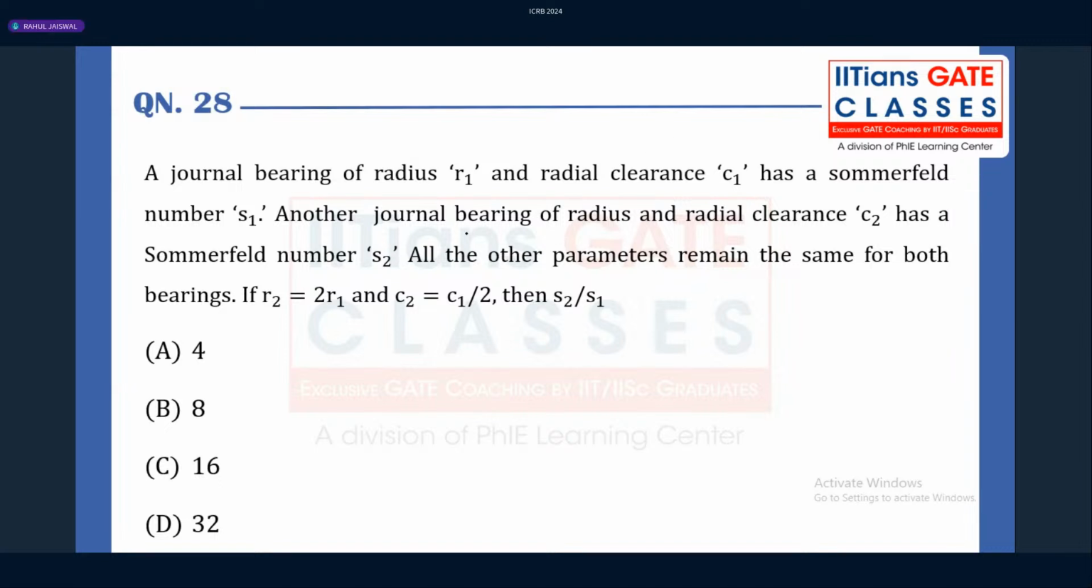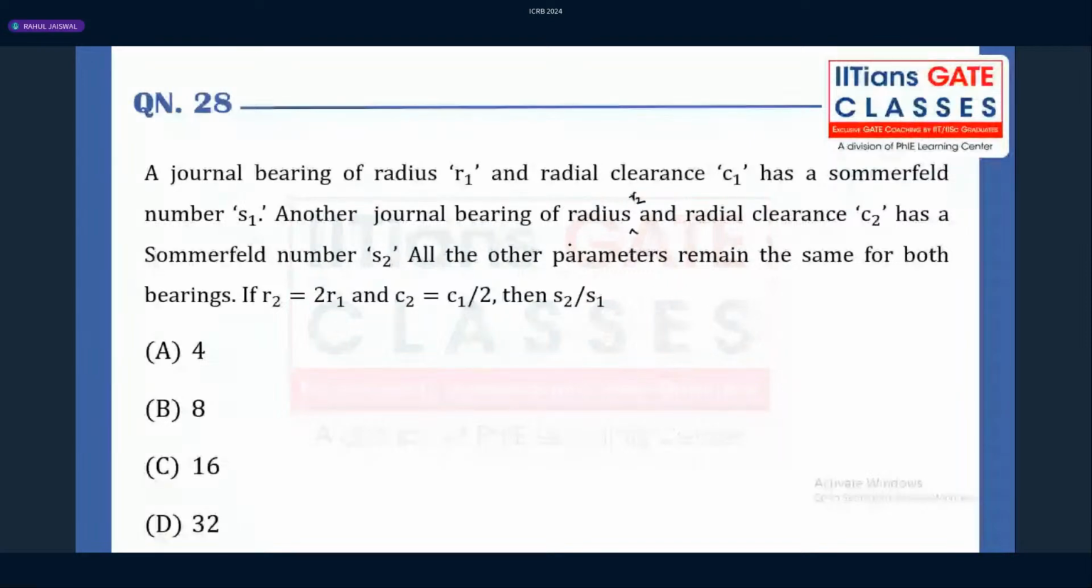Again, the journal bearing of radius here we have R2 and the radial clearance is what, guys? All other parameters remain the same, R2 is 2 times R1, and the clearance is 2 times. What should be the Sommerfeld number for the second bearing to the first bearing?